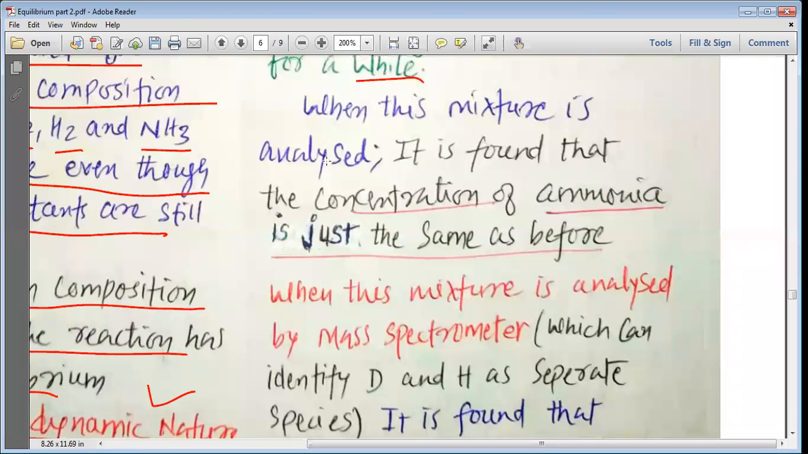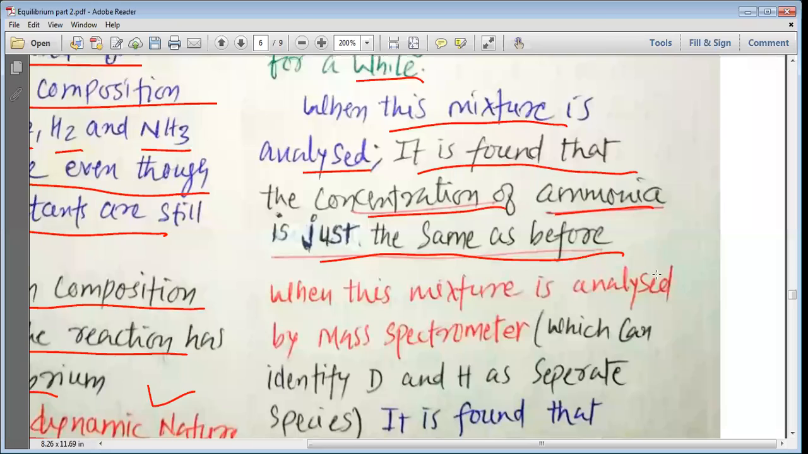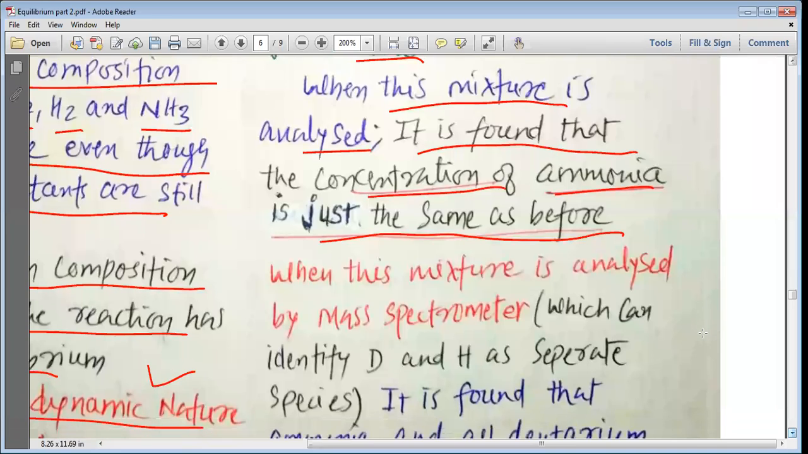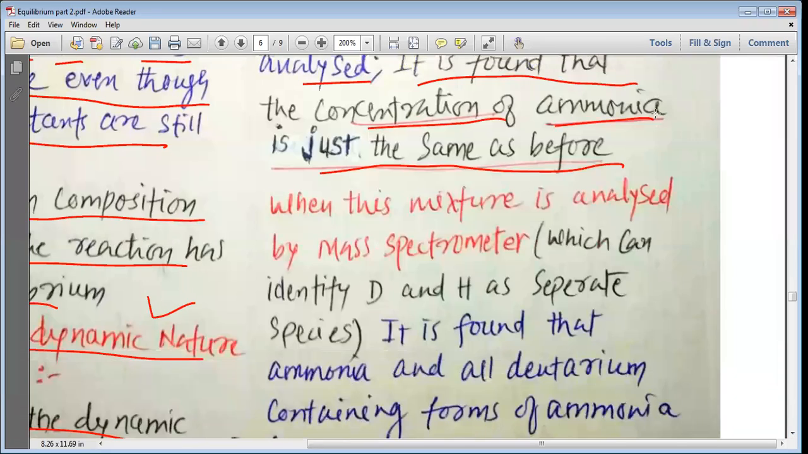When these mixtures are analyzed, it is found that the concentration of ammonia is just the same as before. So even after mixing both these reaction mixtures, after some time if we measure, the concentration of ammonia remains constant.